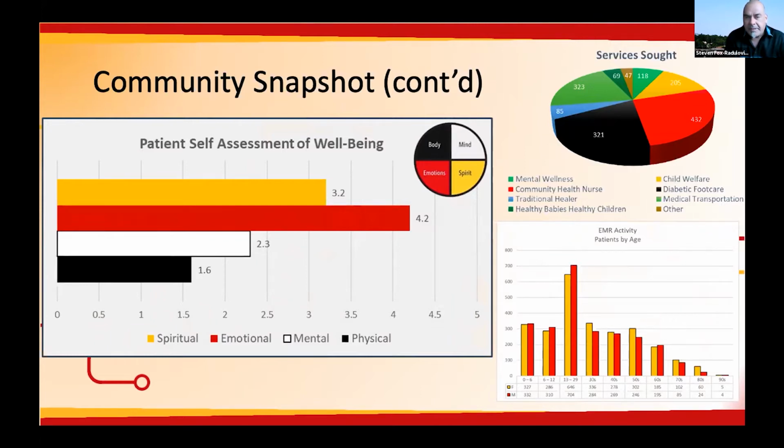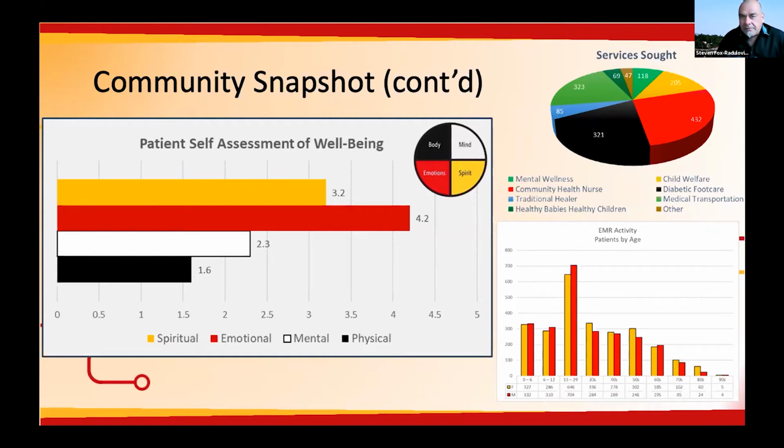So based upon the medicine wheel: mind, body, emotions, and spirit. And again, this is just a mock-up, okay? This isn't real data that we're using at this time. But again, just to give you a good idea of where it can go. I really like that graph.